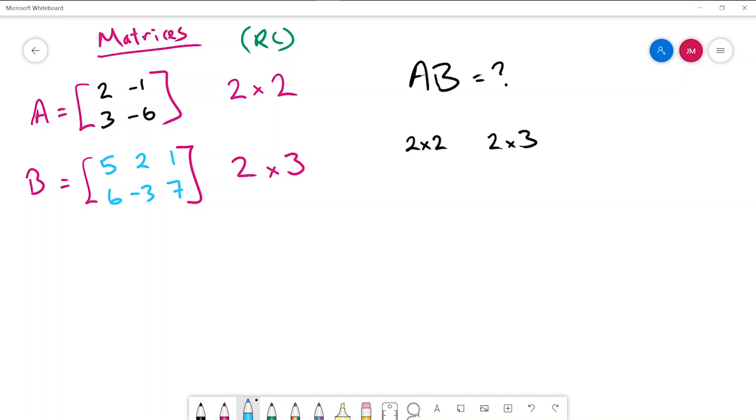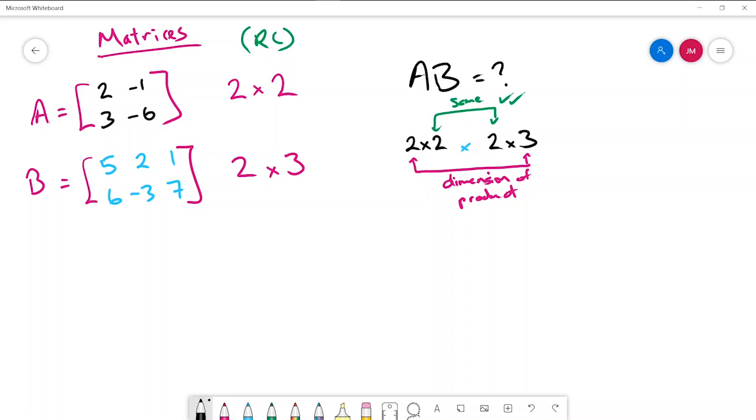Now a little quick check is if you're multiplying these two together, the inside numbers must be the same. Okay, if they are the same, then you can multiply. So yes, this one will work. The outside two numbers will be the size or the dimension of your answer, or in this case, dimension of the product, which is AB.